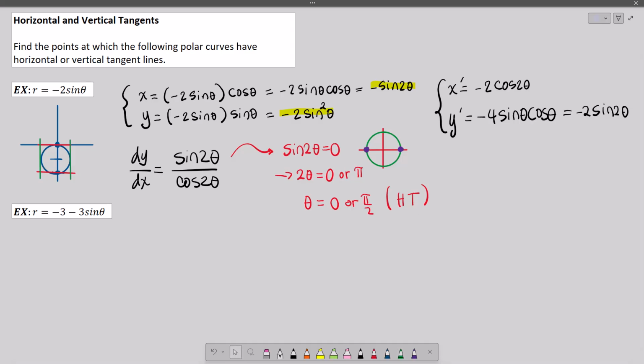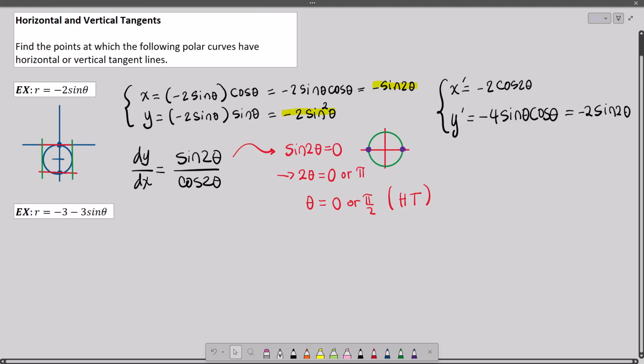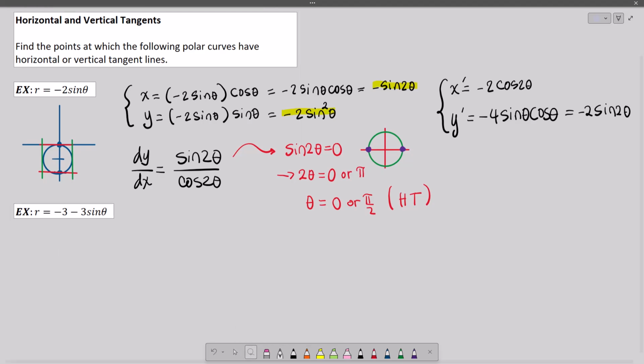Actually, let's move this thing. Can I just grab that thing and move it?